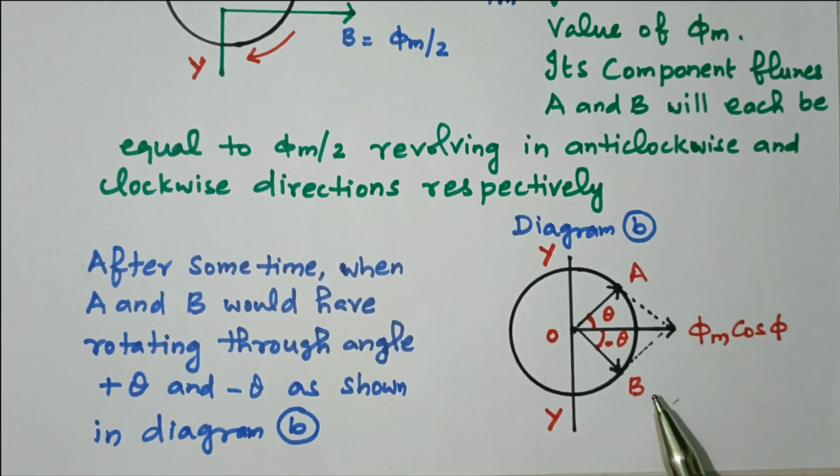Right, so initially at this position A and B, after some time it is rotating in clockwise direction as well as anti-clockwise direction. At that time we have got this diagram B. We are assuming that they have rotated through an angle of plus theta and minus theta. This is the resultant flux. Now we'll see what the resultant flux is, the expression. We'll see the expression.